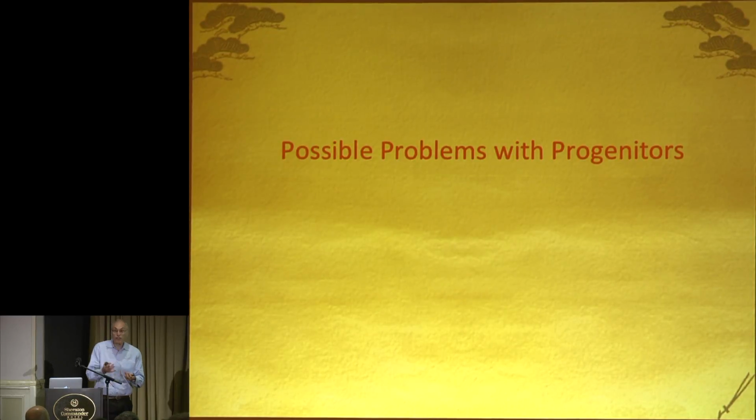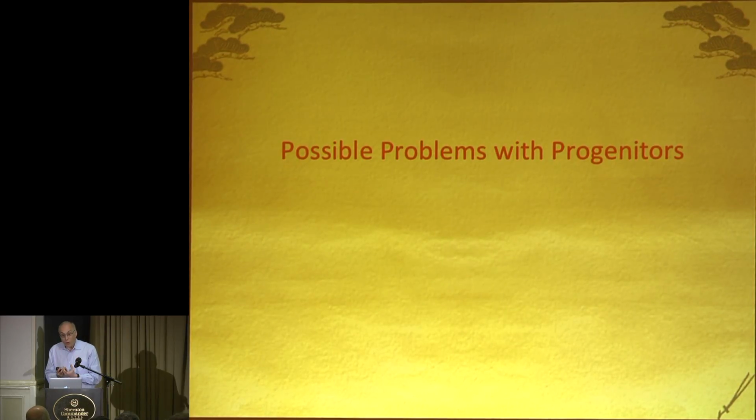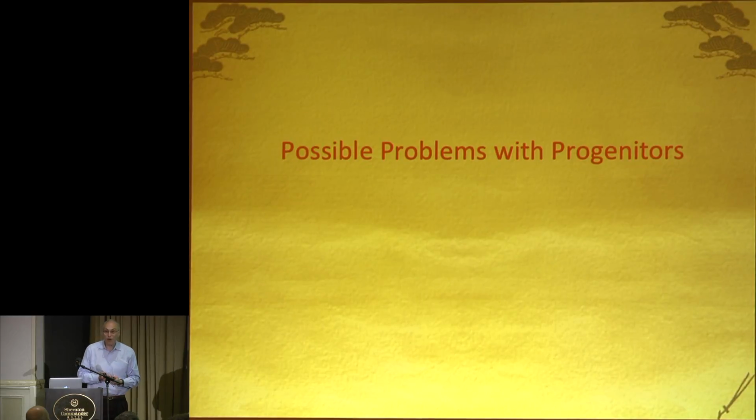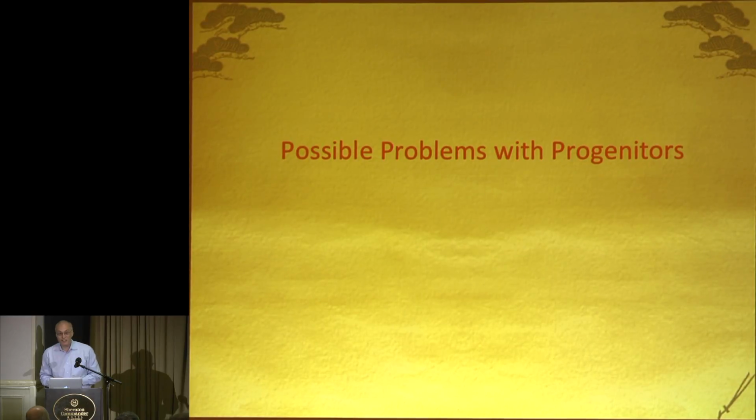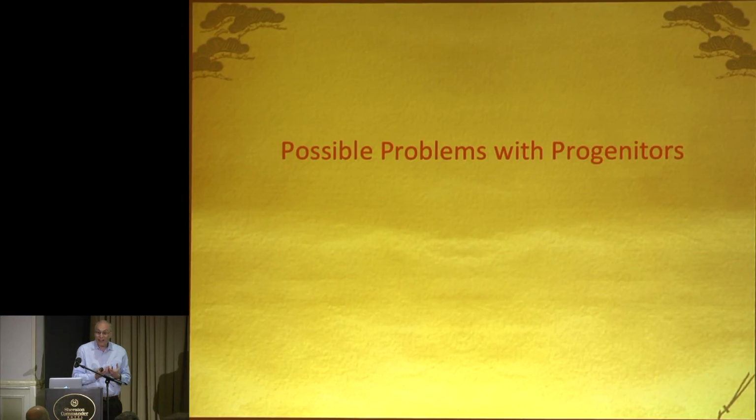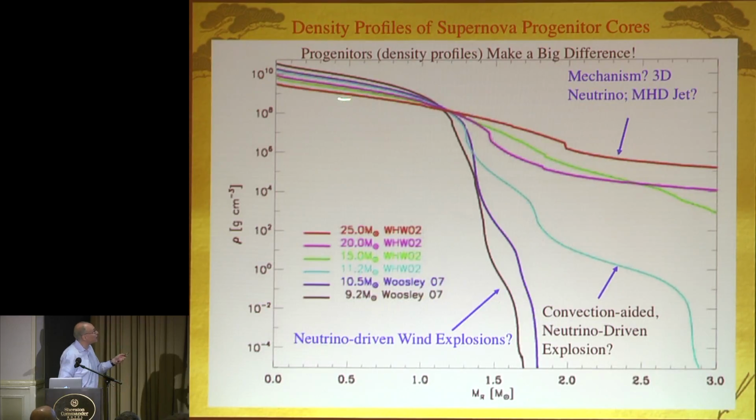Okay. So I'm going to start talking about a few problems. The progenitor models that we inherit are hard-won. There's a lot of physics that are involved. Stan has done some, Ken has done some. We have a whole community that's doing these. But that's what we inherit. And those profiles, those density profiles, map directly into the outcomes. Here's just examples. That's the Chandrasekhar mass, a density of 10 to the 10, 10 to the 8, et cetera.